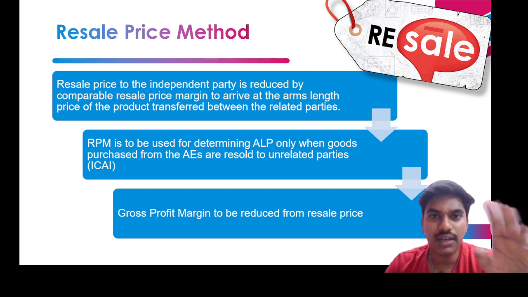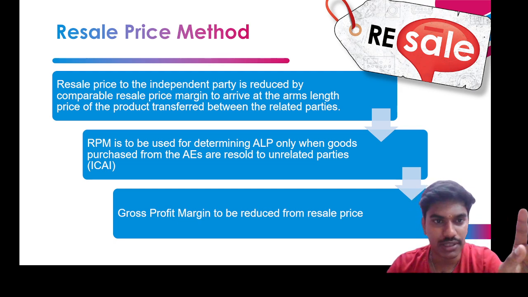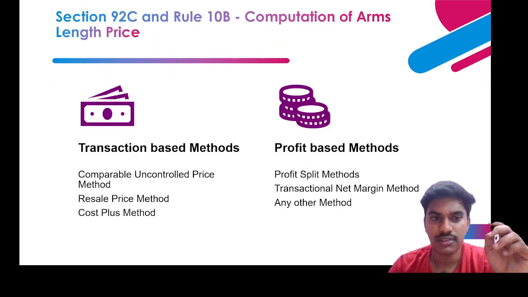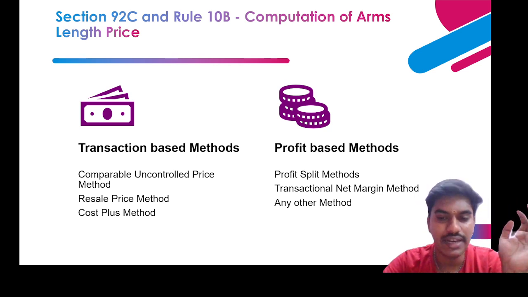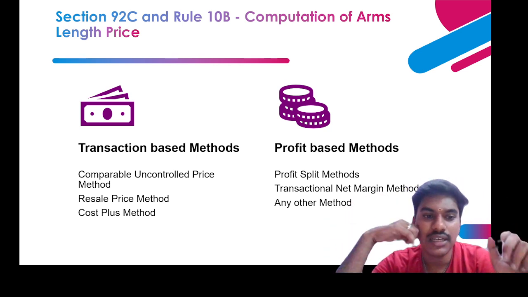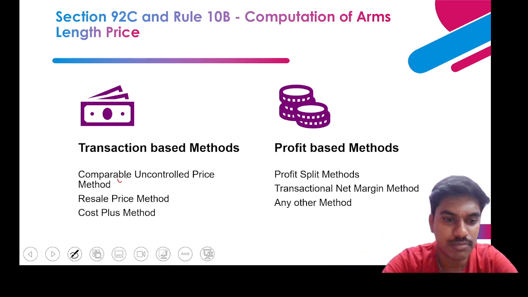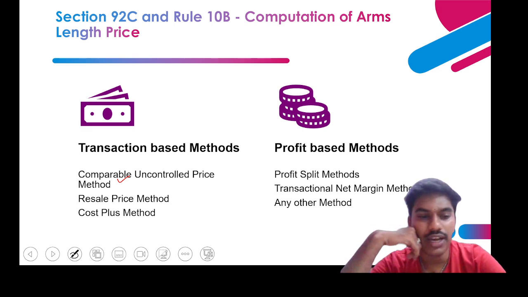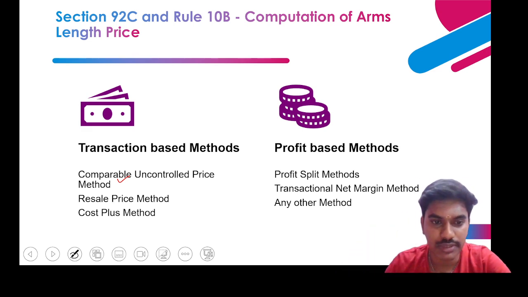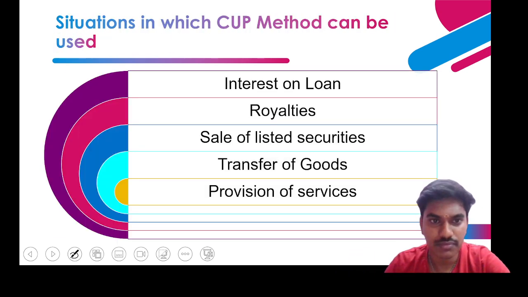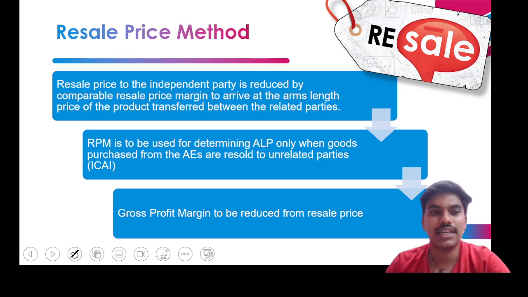So now we are going to discuss the second method. If you just see here, totally there are 6 methods. If you leave out the any other method, totally there are 5 methods. The comparable uncontrolled price method is already discussed. Now we have to discuss the resale price method and cost plus method in the transaction based methods, right? So first, what is the resale price method?